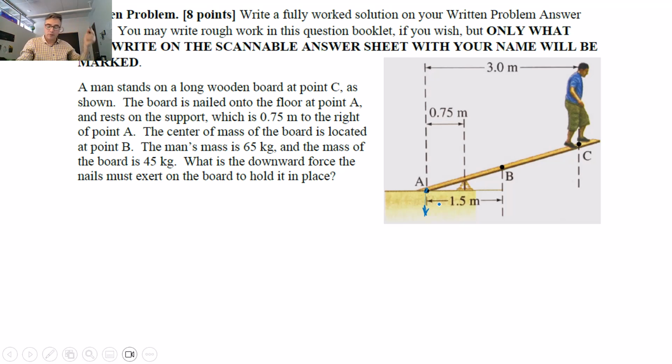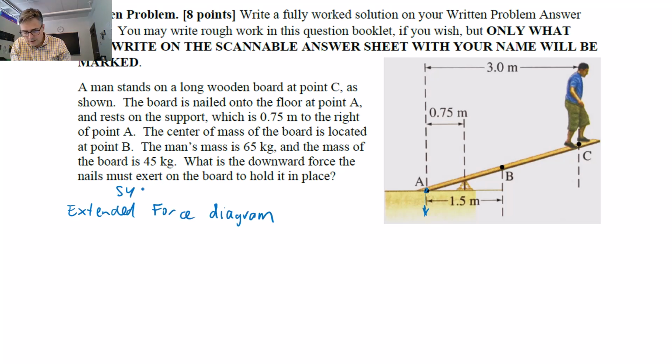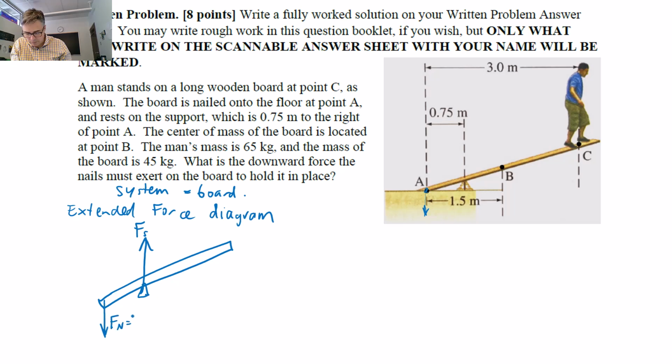So this is a static equilibrium problem. We're just going to balance our torques. So let's draw an extended force diagram. We're going to define the system as the board. There's going to be the force of the pivot, which is pushing up, F of the support. Then there's going to be the force of the nails, which is what we're actually trying to find right there. Then there's going to be the force M of the board times G, and then M of the man times G pressing down on the board there.